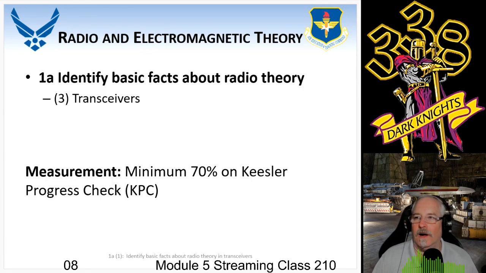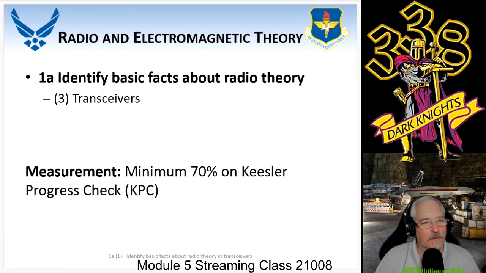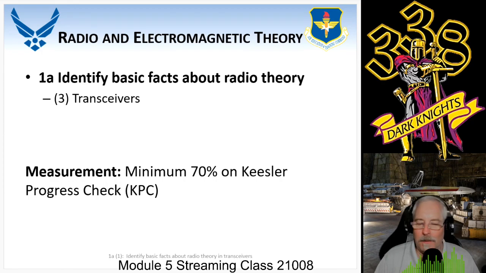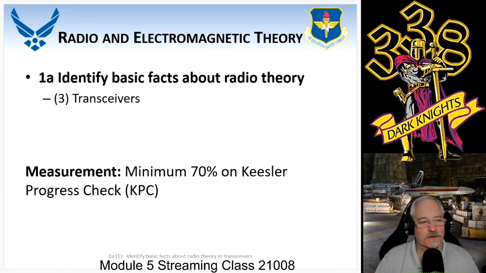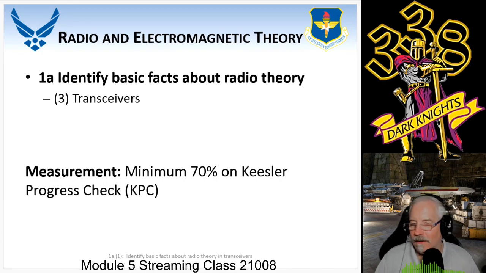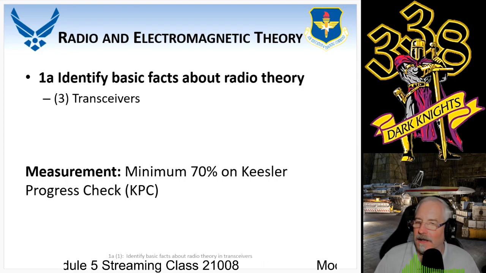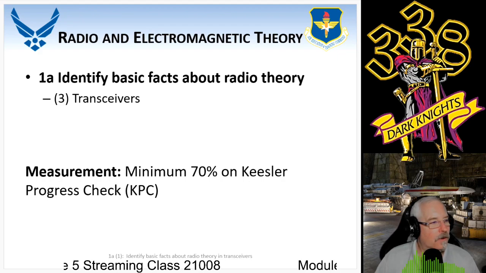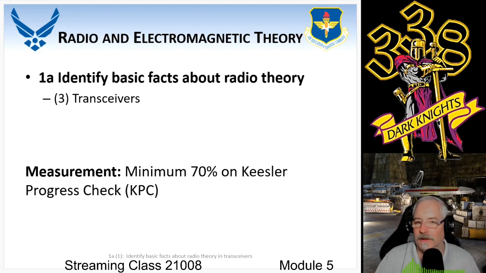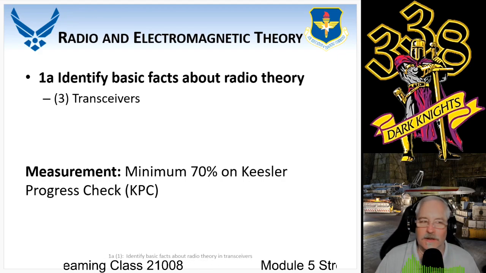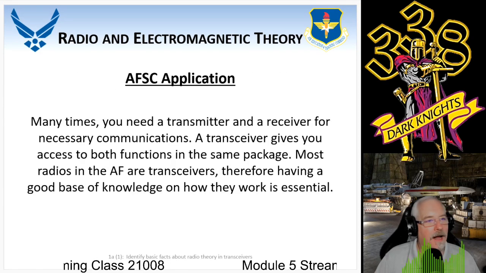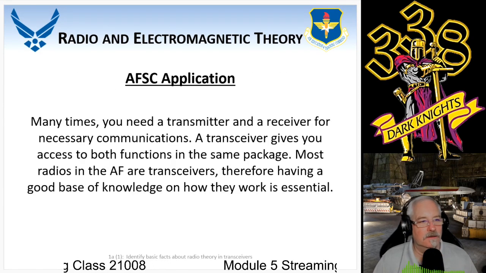We'll be looking at 1 alpha, identify basic facts about radio theory, primarily looking at transmitters. Remember, you've got to get 70% on the KP pass. Hopefully, everybody is reading up on their study guide workbook in order to complete your exercise. It's best to do that. We look at our AFSC application.